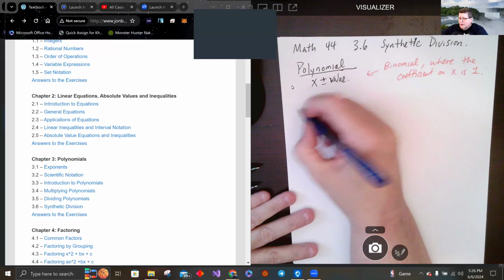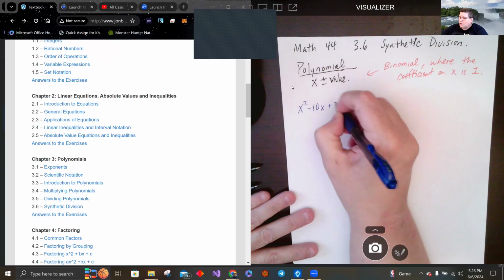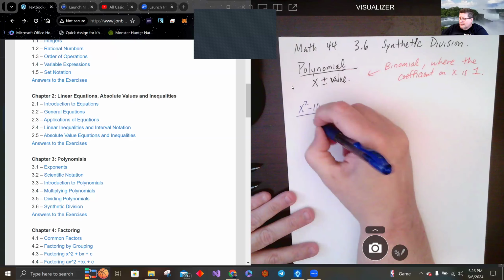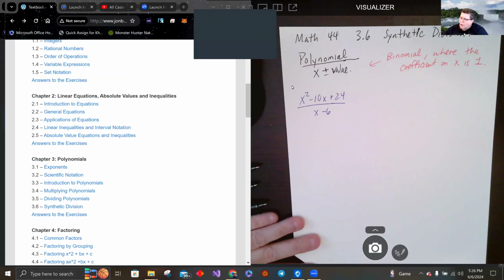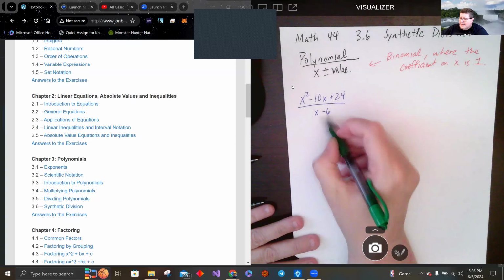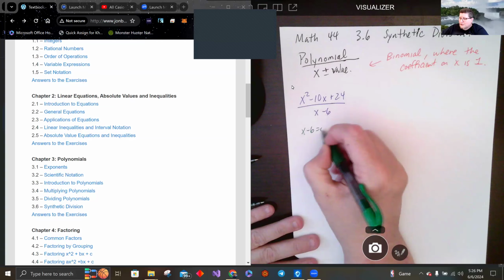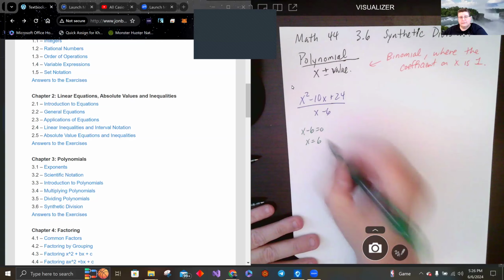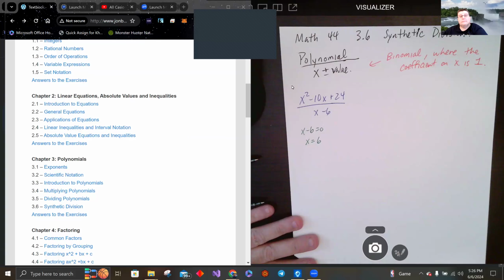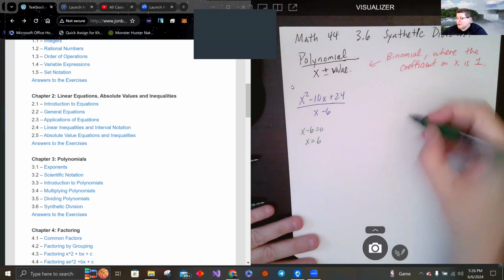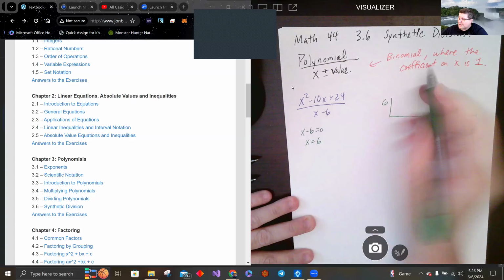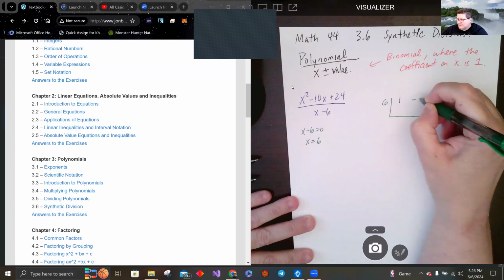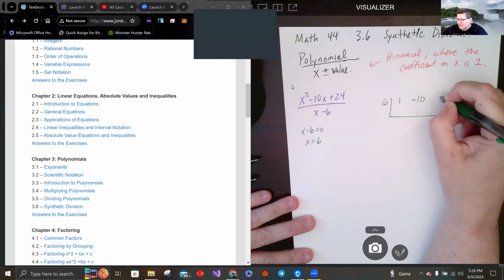So we had x squared minus 10x plus 24 divided by x minus 6. What you want to do is you're going to take this and set it equal to 0 and solve for x. Get x by itself. That's what we use on synthetic division. We're going to make a box. We're going to put our coefficients on top, putting in gaps if we need to for things that don't have an exponent.